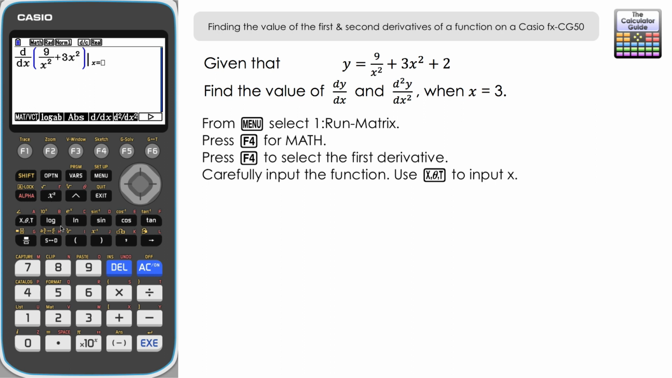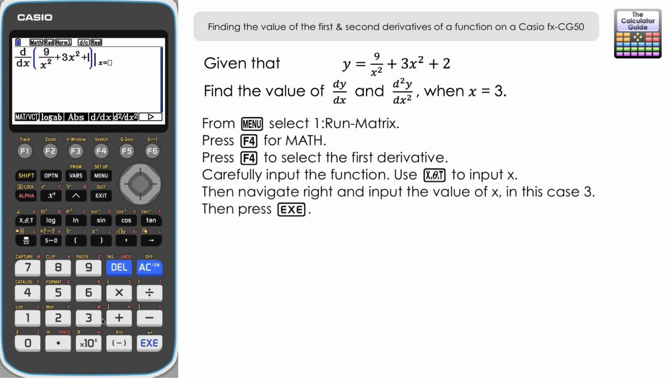Now once you've got that inputted, navigate right, you can see there's an entry for x equals. So this is our value for when x equals 3. So we need to input 3 here, and then press execute, and we've got 52 over 3. So that's our value. Let's move on to the second derivative.